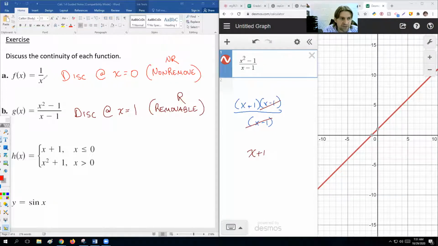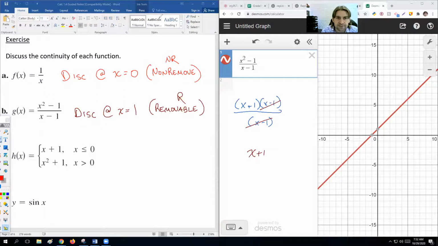In the first problem here, we could never remove the x. We couldn't factor it out. We couldn't multiply by conjugate. It could never get removed. So this discontinuity is non-removable because we can't factor it out and get rid of it. But this discontinuity, we can. So that's why it's called removable discontinuity. All right, let's look at a couple other examples.